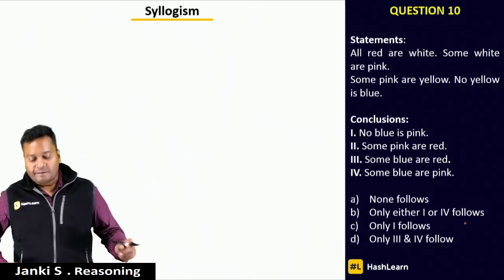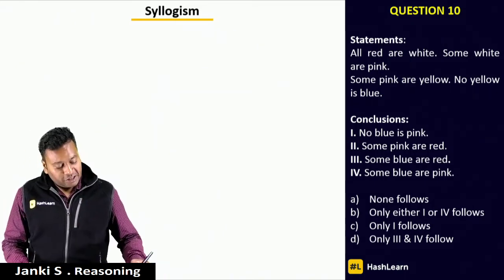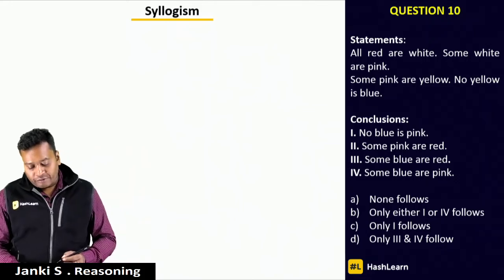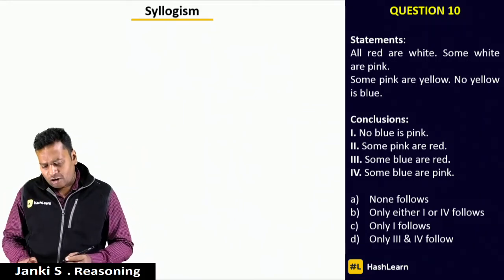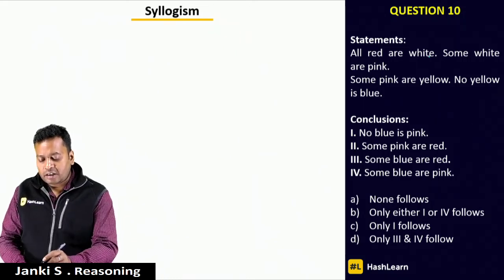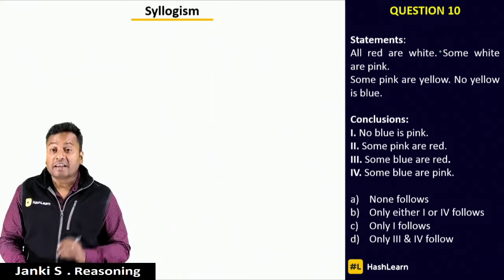Question number 10, right. So same condition, पहले मैं statements identify करना चाहूँगा, उसके बाद we'll go by the format, right. So पहला क्या है, all are there, right. So all रेड आर वाइट, सम वाइट आर पिंक. इन दोनों के बीच में तो कोई रिलेशन अभी नहीं आ सकता है.